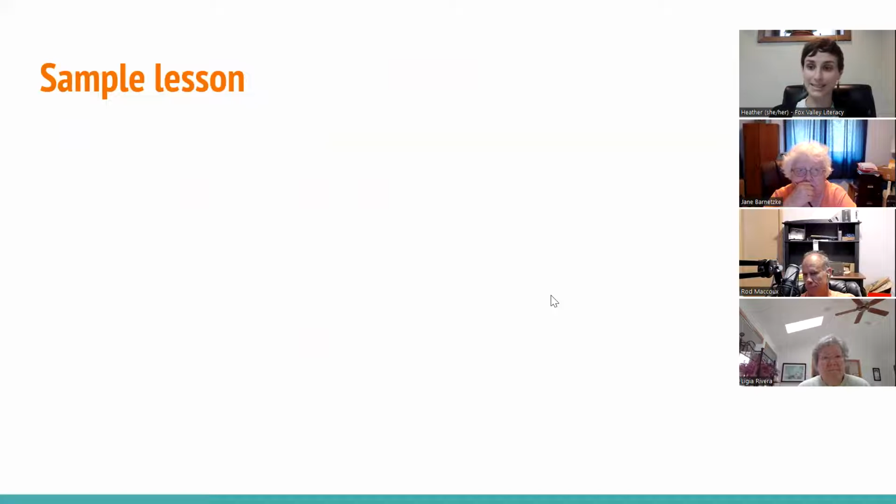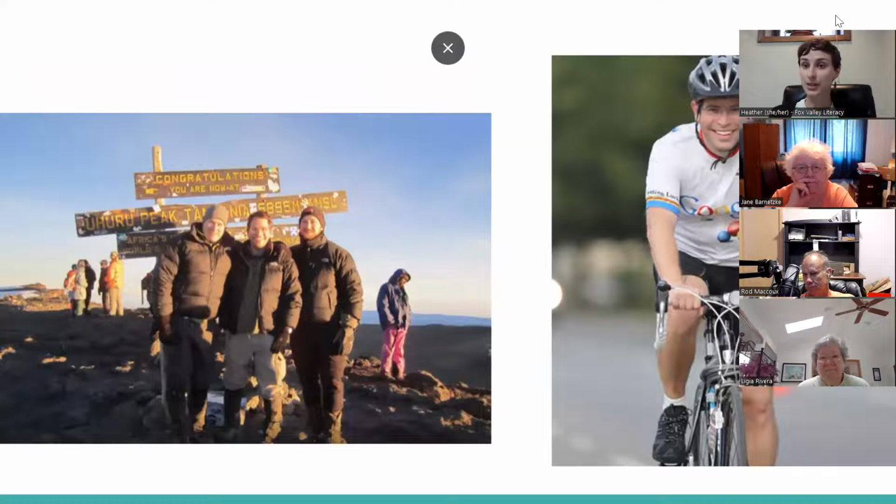Okay, so we'll look at a sample lesson. So there are two pictures here. What do you see in these pictures? Anyone can unmute or put it in the chat. What do you see? It's exercising or outdoor activity like hiking or something. Yeah. Yeah, does it look like they're having fun, or are these painful, boring activities? They're fun. Yeah, fun. Right.